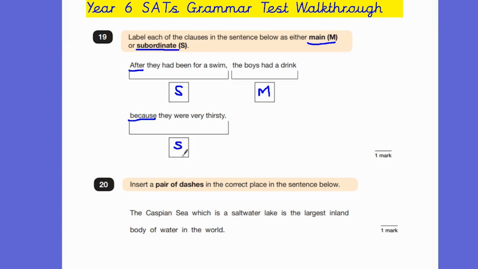Number 20, insert a pair of dashes in the correct place in the sentence below. The Caspian Sea, which is a saltwater lake, is the largest inland body of water in the world. So I'm looking for the additional information that's been added into the sentence for my pair of dashes. So I know that which is a saltwater lake is my additional information. So a dash needs to go between sea and which, and then it needs to go between lake and is. So my dashes would go there.